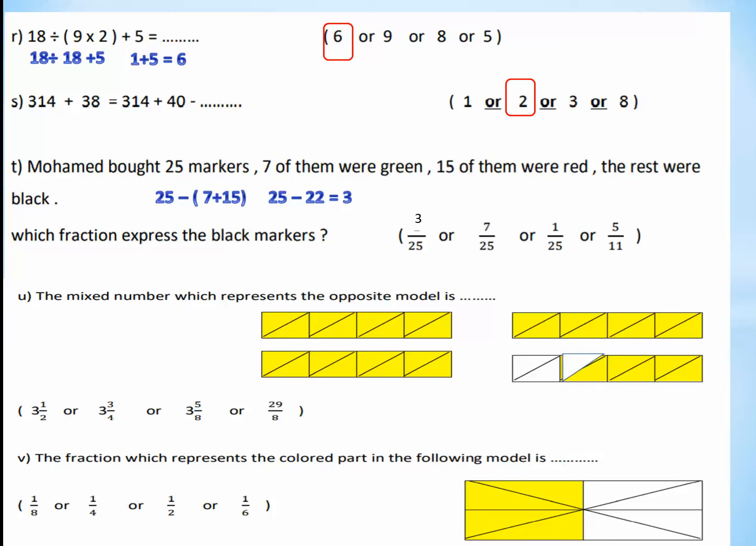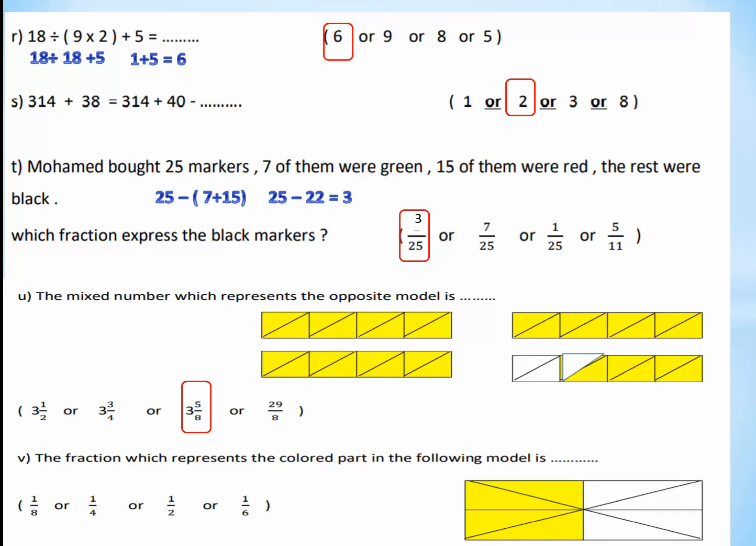The mixed number which represents the opposite model. Okay, here we have a whole number shaded or colored with yellow. So this is 1, 2, and 3. Okay, and not colored, the shading 1, 2, 3, 4, 5. But it will be 3 and 5 eighths.